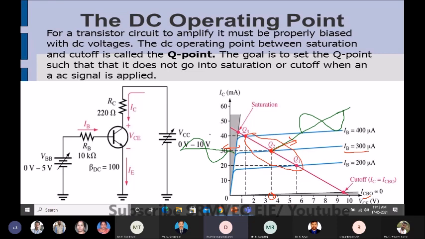Okay, so saturation means what happens? It becomes a constant. If it is going to cut off, it becomes zero. Okay, so it must not be a constant one, it must not be a zero value. Then what does it have to be? According to the change in the input, the output has to change. Okay, then only it is called amplification. So what is the input level? Input level is microamps, output is milliamps. So we can call it amplification.